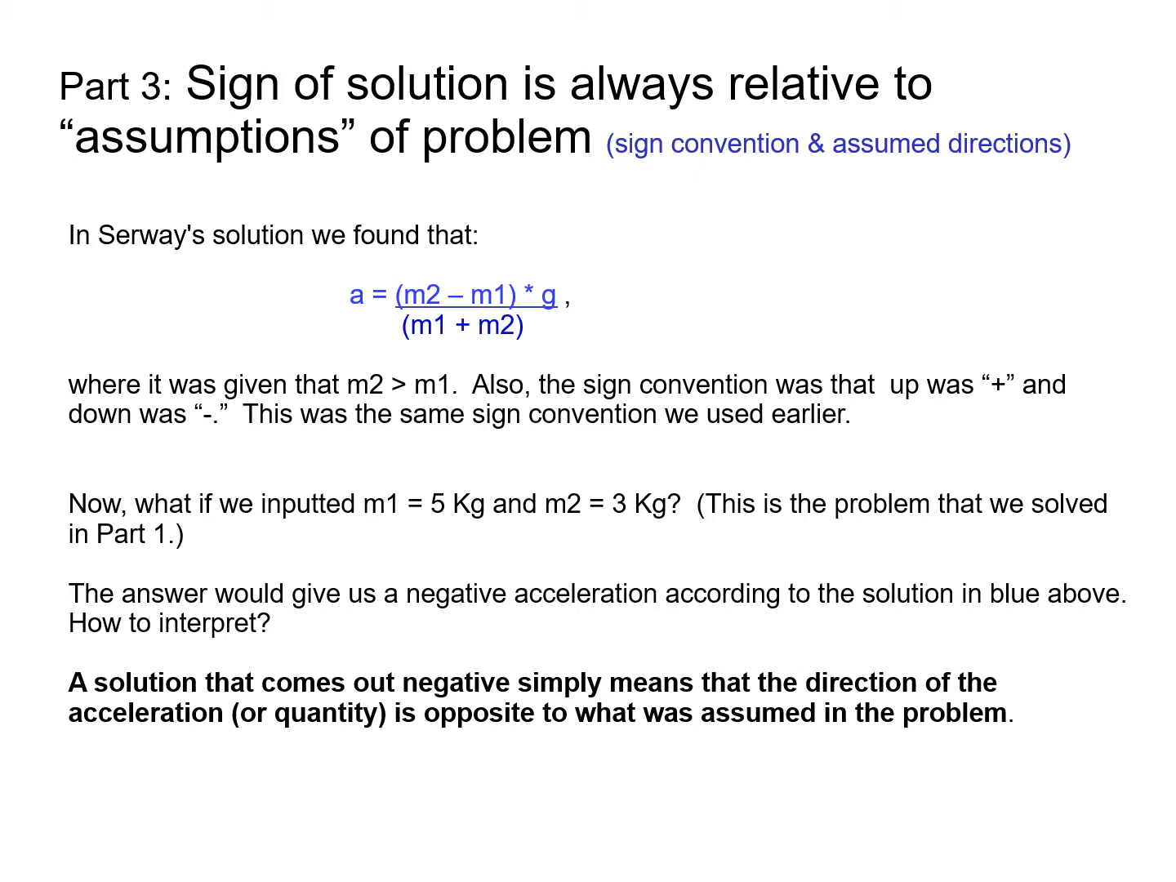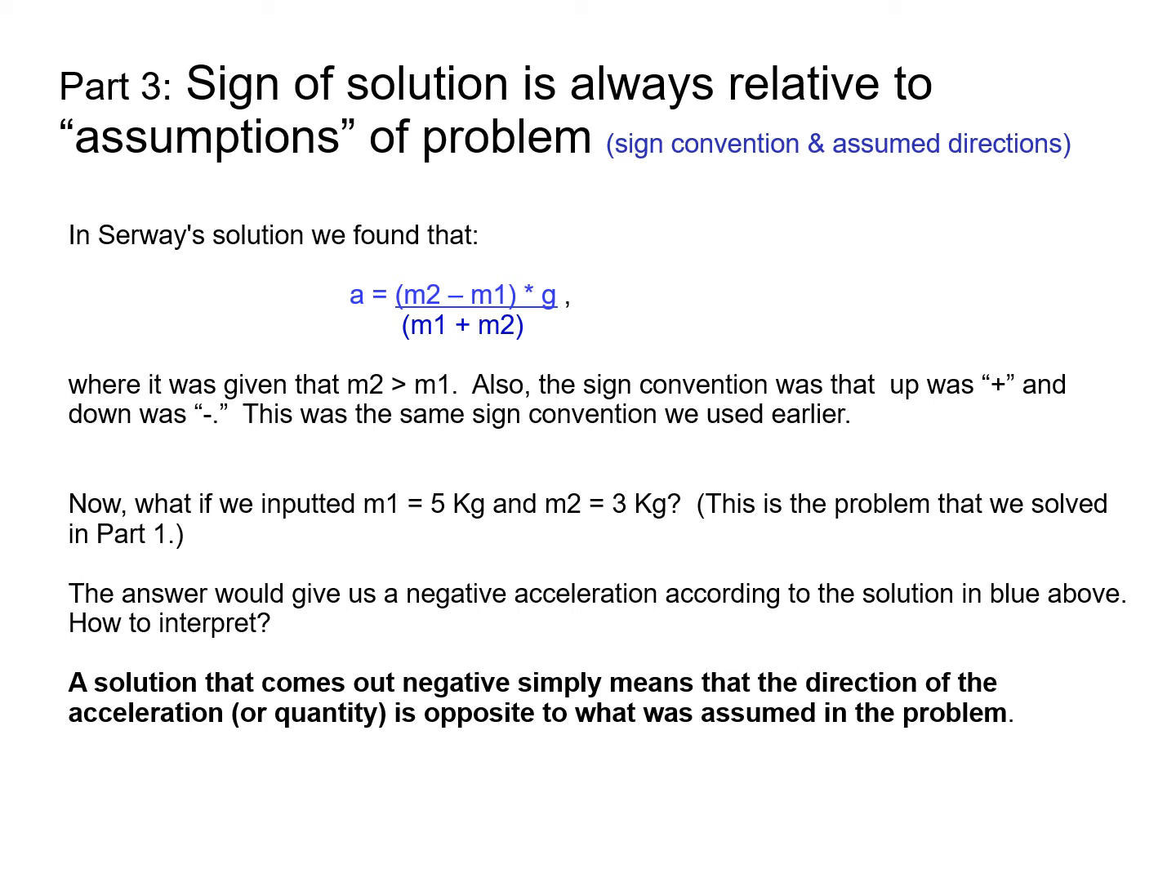This result is also consistent with our solution derived in video 3. The numerator of our solution, found in video 3, was m1 minus m2. Using the same data points, the numerator would now be 5 kilograms minus 3 kilograms equals 2 kilograms, which is positive. This means that our assumed directions are correct. Mass 1 moves down, and m2 moves up, as we initially assumed.